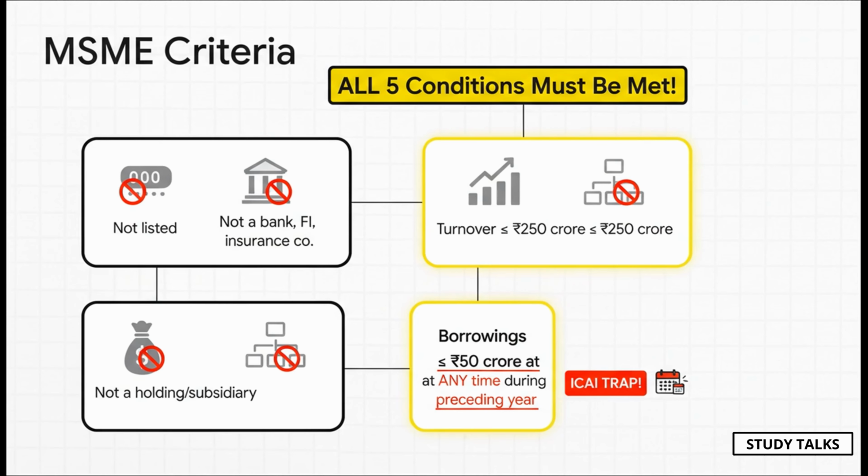Now, the 2 that get tested the most are turnover and borrowings. But here's that classic ICAI twist you have to watch for. For borrowings, the limit is 50 crores at any time during the preceding year. They'll give you a question where the opening and closing borrowing is, say, 40 crores. But they'll sneak in one little line that says, oh, but on June 15th, it touched 51 crores for a day. That's it. Game over. The condition is breached and it is not an MSME. Watch out for that phrase.